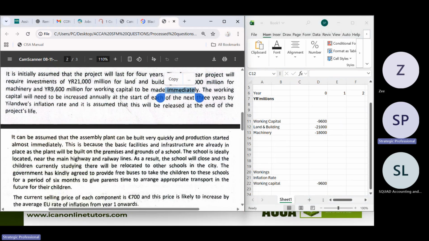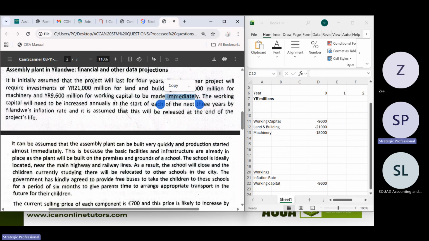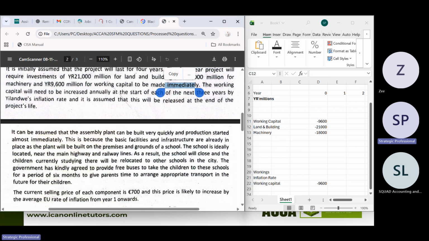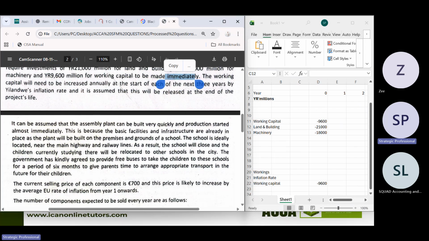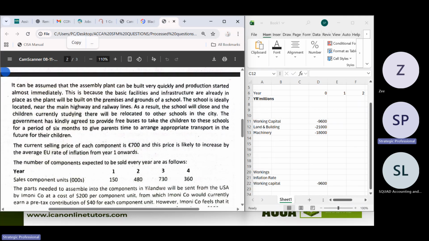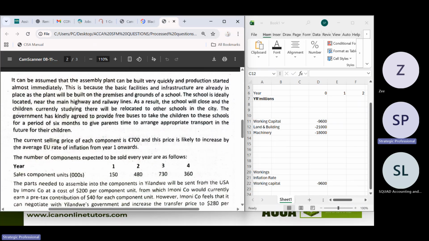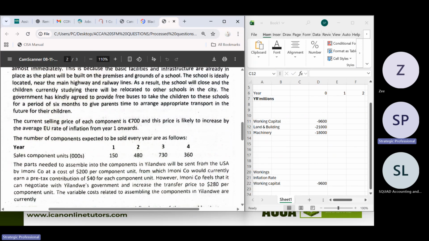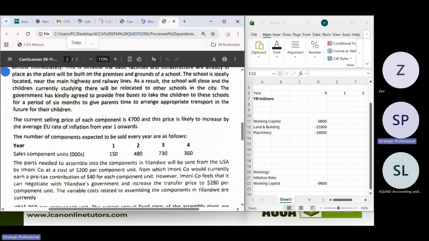I'm assuming that we know this thing, so I'm not going to be taking it as if I'm taking it at the lower level. So the working capital will need to be increased annually at the start of each year by the inflation rate, right? And it is assumed that it will be released at the end of the project life. It can be assumed that the assembly plant will be built very quickly and production start almost immediately. This is because the basic facility and infrastructure are already in place, as the plant will be built on premises and grounds of a school. The school is ideally located near the main highway and railway.